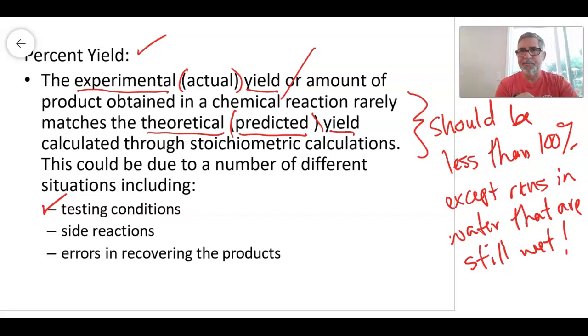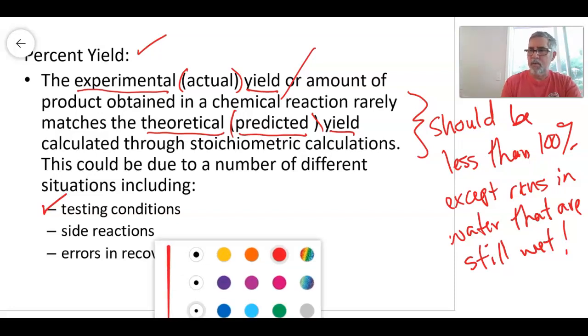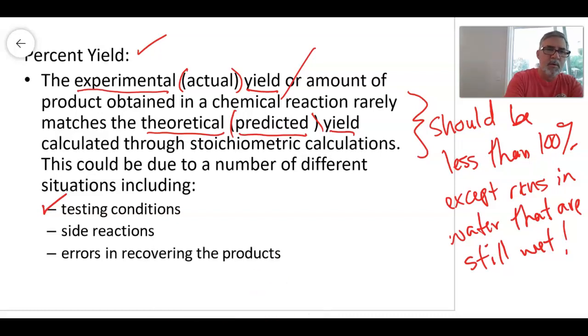So testing conditions. I'm not always able to continually mix my reactants in my reaction vessel well enough to react everything. So testing conditions, side reactions. So incomplete combustion. Incomplete combustion creates carbon monoxide, and carbon monoxide doesn't complete the reaction. And carbon monoxide gas, right, could leave. And that's incomplete. So side reaction.